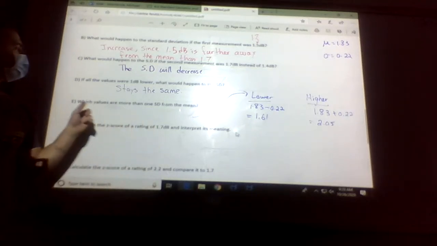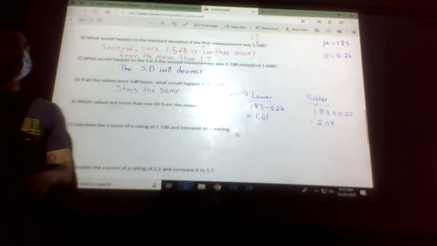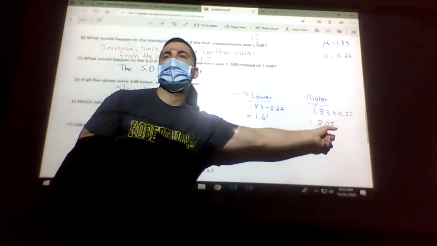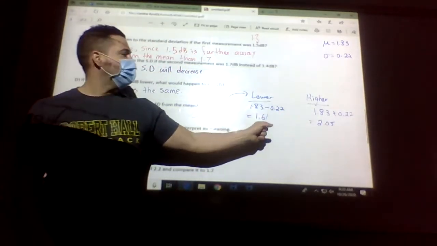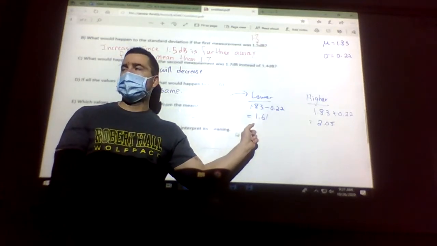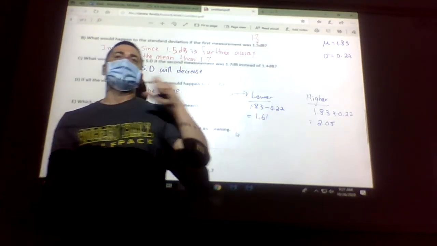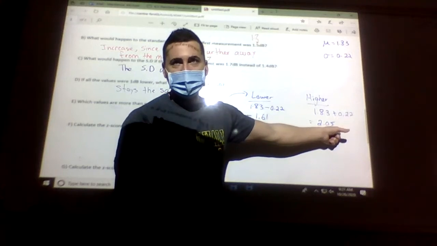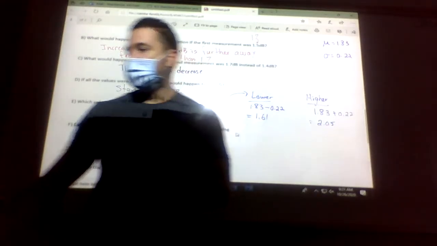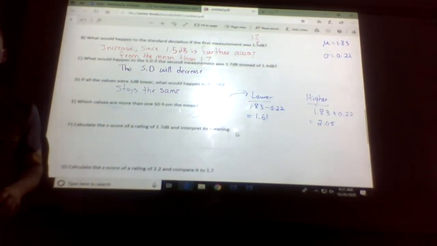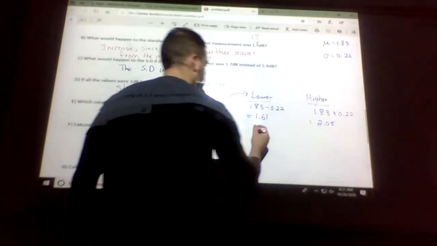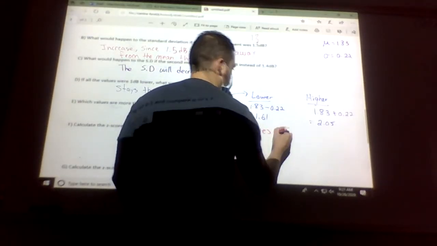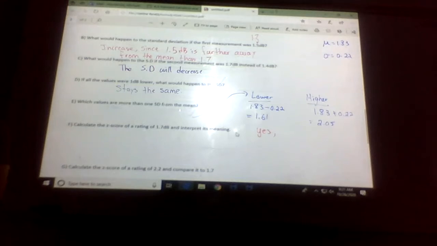Okay, so it says, are there any values that are further than one standard deviation? What that means is, are there any values lower than 1.61? And are there any values higher than 2.05? Do we have any? Yes, we do, right? And now we just list out which ones they are.